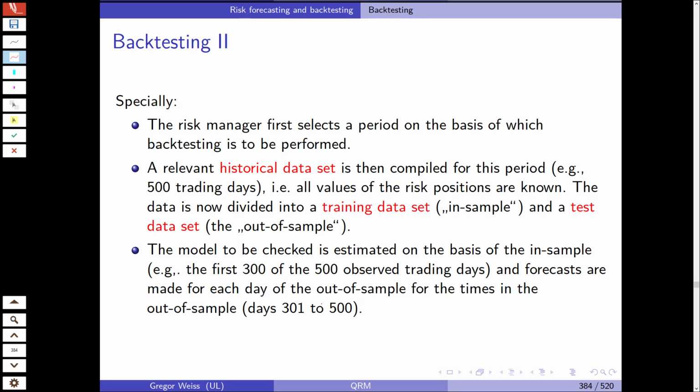The risk manager first selects a period on the basis of which backtesting is to be performed. For example, you could say, I'm using data from 2015 to 2019. Then a relevant historical data set is compiled, maybe the last 500 trading days, which is close to 2 years. That is, you take all the values of the risk positions, and they should be known. Then the data is divided into a training data set, that's the in-sample, and a test data set, the out-of-sample. For example, you could check the model based on estimations made on the first 300 of the observed trading days, and then the out-of-sample is the last 200 trading days, 301 to 500.